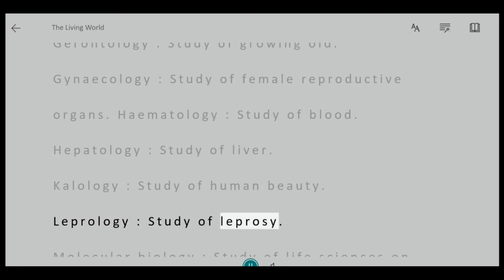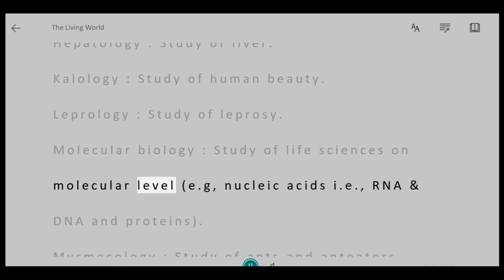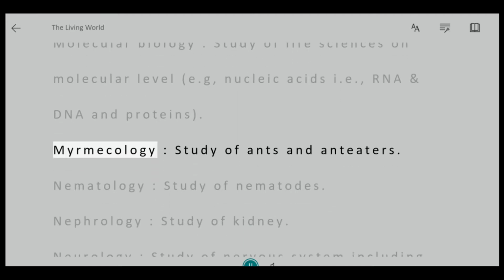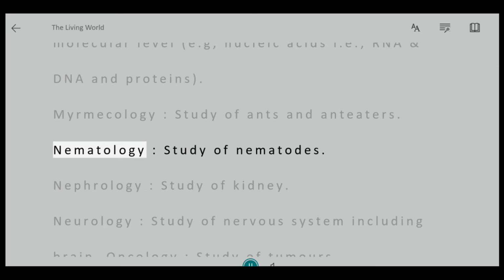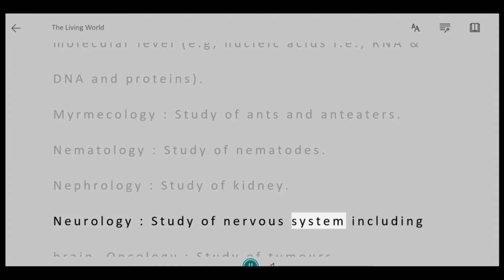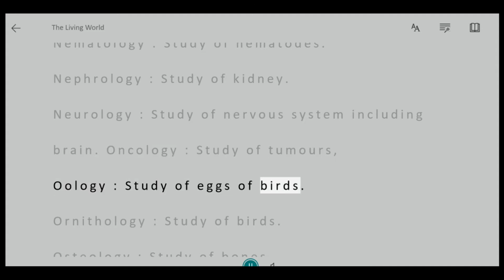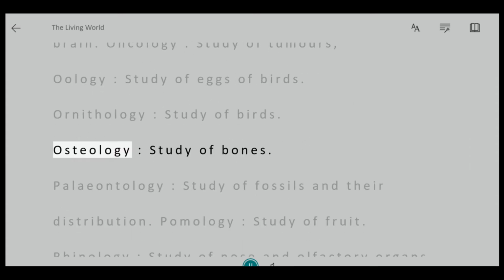Leprology, study of leprosy. Molecular biology, study of life sciences on molecular level, e.g., nucleic acids i.e., RNA and DNA and proteins. Myrmecology, study of ants and anteaters. Nematology, study of nematodes. Nephrology, study of kidney. Neurology, study of nervous system including brain. Oncology, study of tumors. Oology, study of eggs of birds. Ornithology, study of birds. Osteology, study of bones.